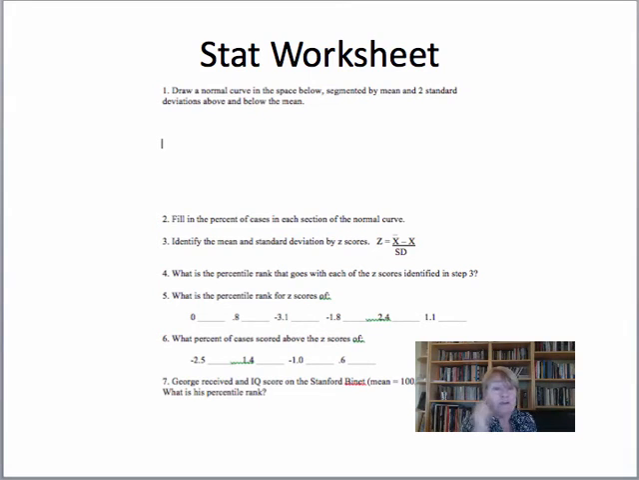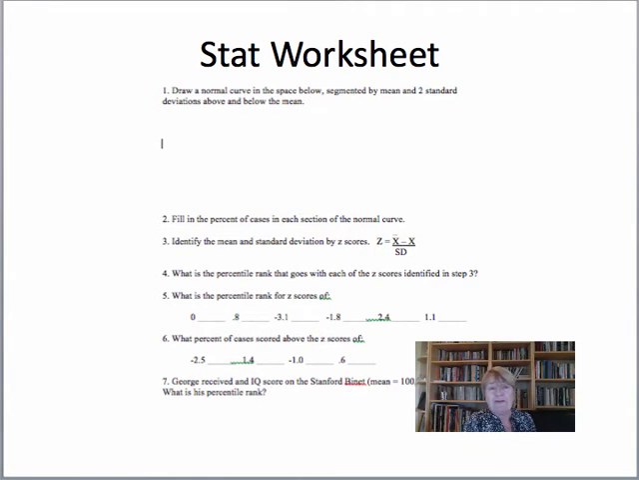Okay, did you get 78.8? That's what I got. So I found the z-score of 0.8, and I went across to the right, and I found 0.788, and I moved my decimal point over 2 spaces, and I got the answer 78.8.